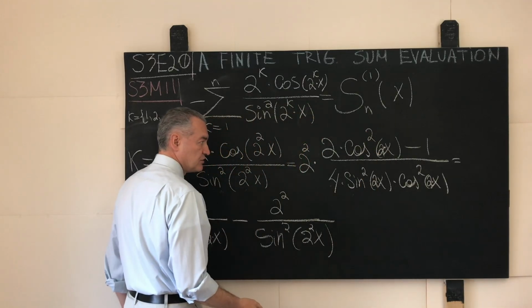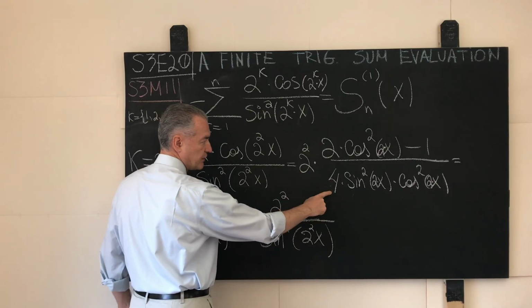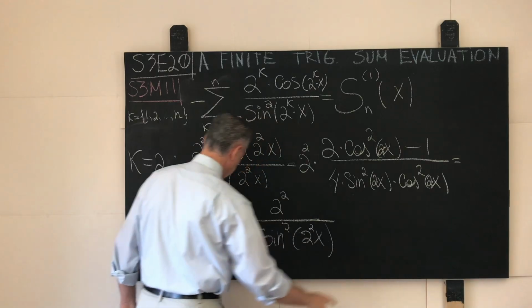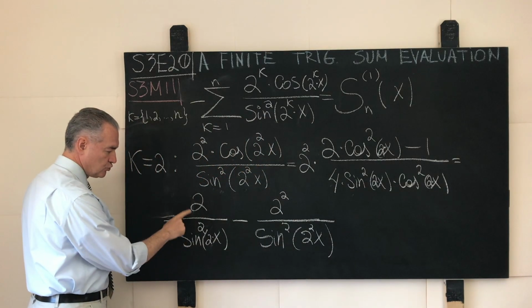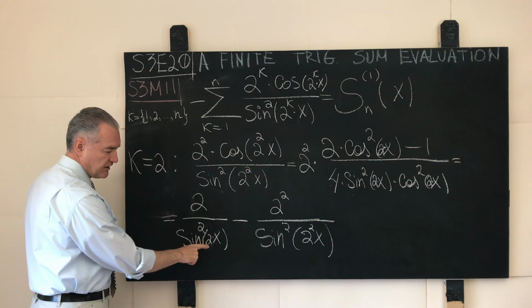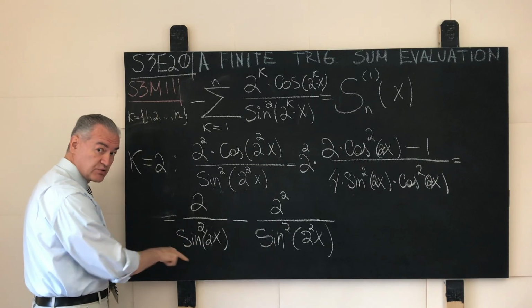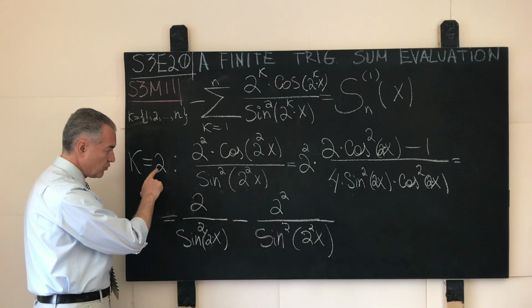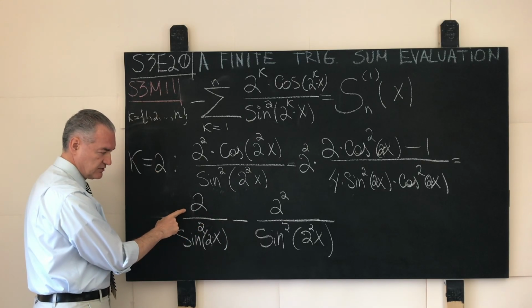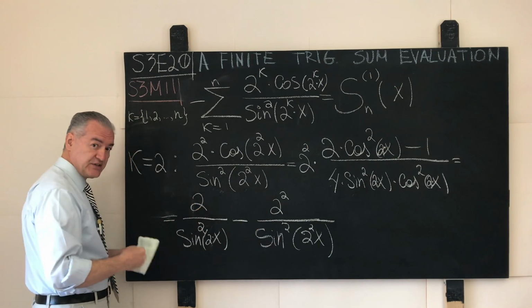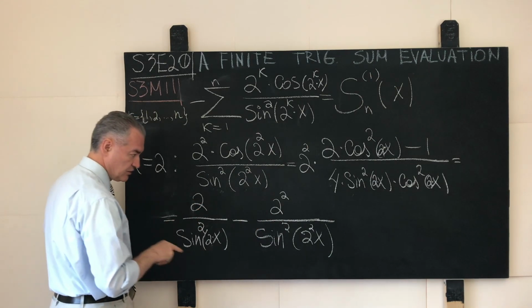The first division yields what? 4 and 4 cancel out. 2 remains. Cosine squared 2x, cosine squared 2x cancel each other out. What do I have? 2 over sine squared evaluated at what? 2x. And now recall what we had in the previous segment when k was equal to 1. This term was on the other side with the minus sign. So you already see the telescopicity in the works.